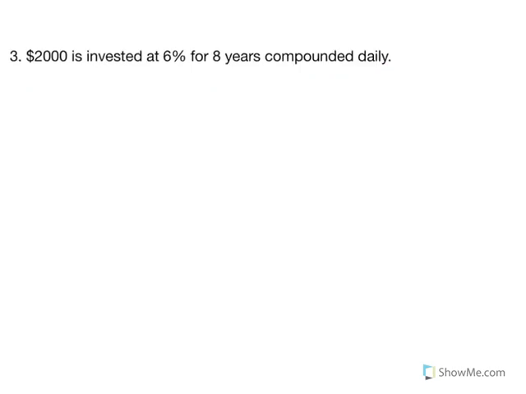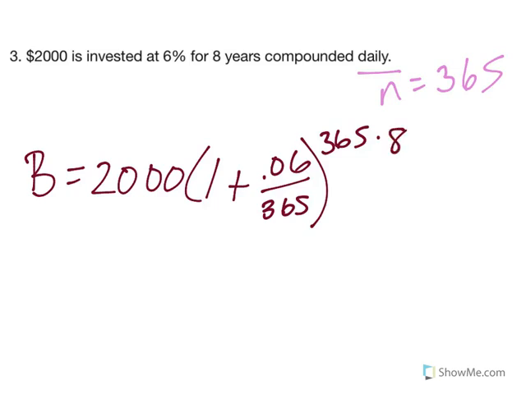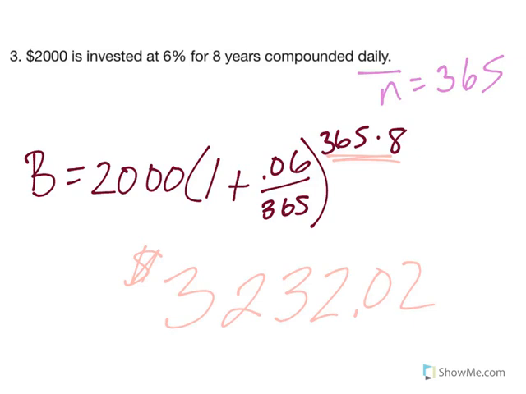And then in number 3, we get to daily. And in this case, there's no other specification, so we say daily is 365. So balance is principal, 1 plus 0.06. Daily is 365 raised to the 365 times 8. Now this is a problem where you definitely will want to multiply your exponents together before you plug them in your calculator, because that could be really, really tricky. But you end up with $3,232.02. So almost $12 more than if you did it quarterly. So daily earns more than quarterly.